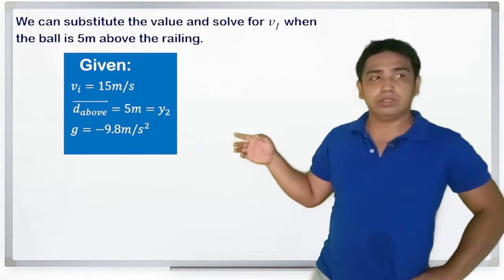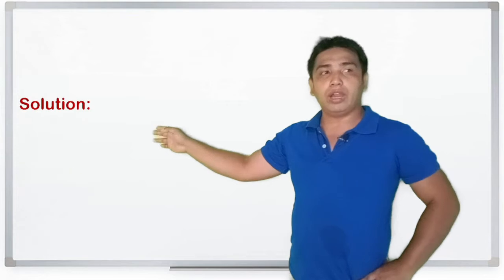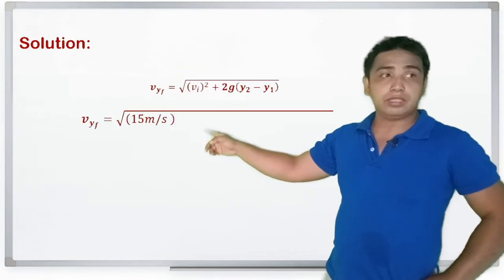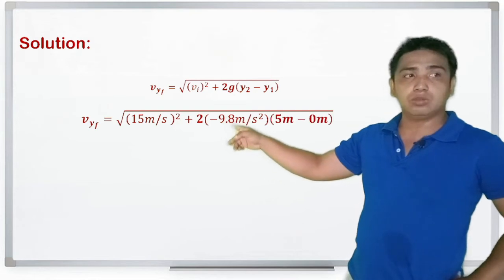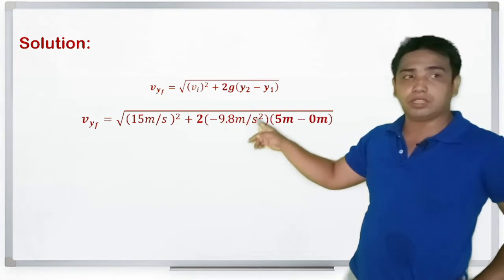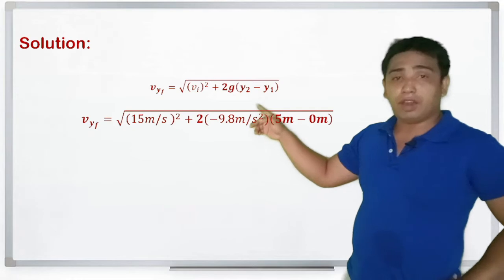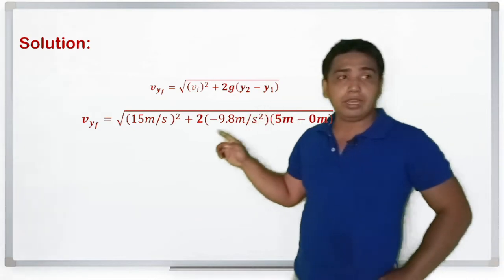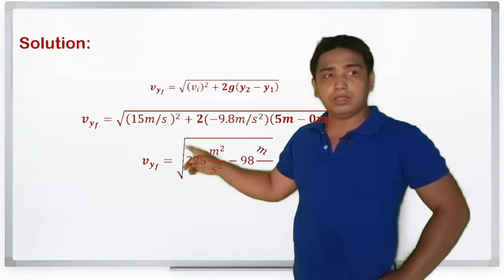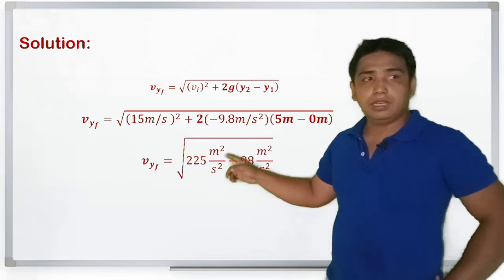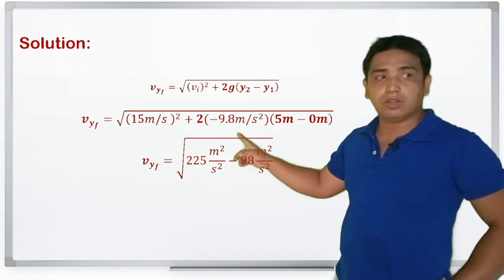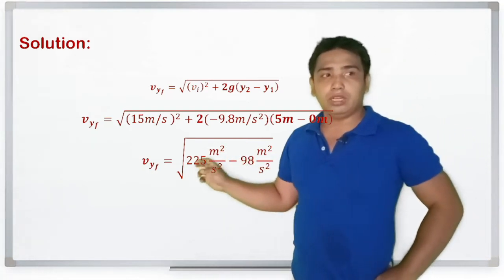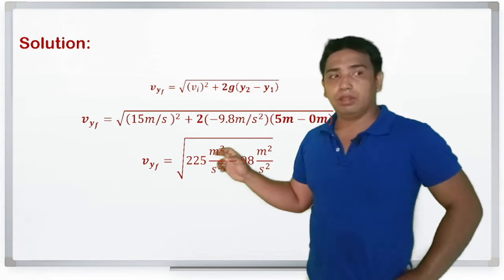So we have to substitute that. So Vyf is equivalent to the square root of 15 meters per second raised to the power of 2 plus 2 times negative 9.8 meters per second squared times the quantity of 5 meters minus 0 meters. So 15 squared is 225 meters squared per second squared minus 98 meters squared per second squared. You will see that they have similar units, and you can subtract them.